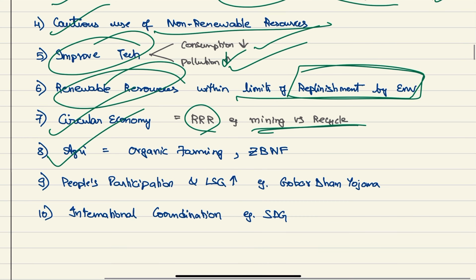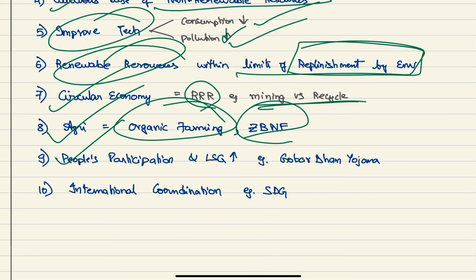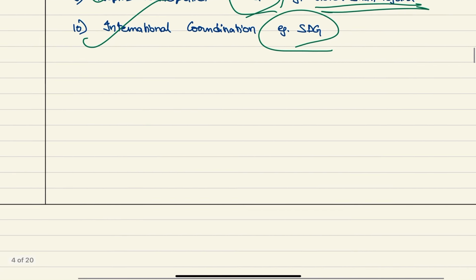Next we have agriculture. We have to follow organic farming and zero budget natural farming. People's participation must be increased, so local self government initiatives must be strengthened, for example Gobardhan Yojana, and also international coordination, for example the Sustainable Development Goals.